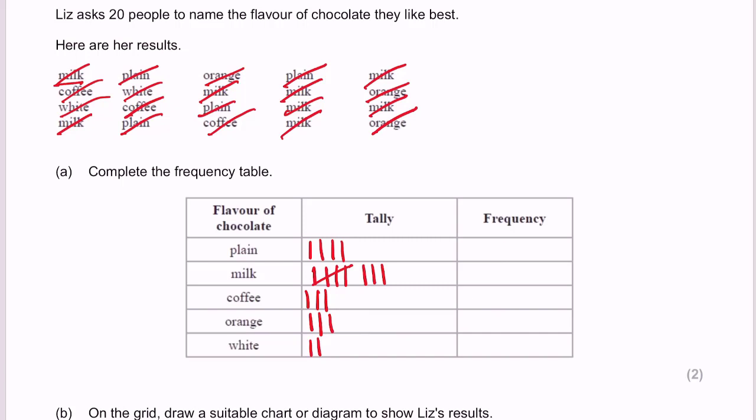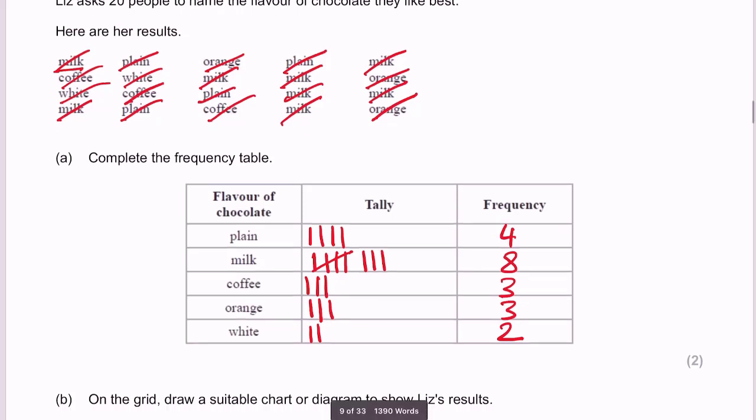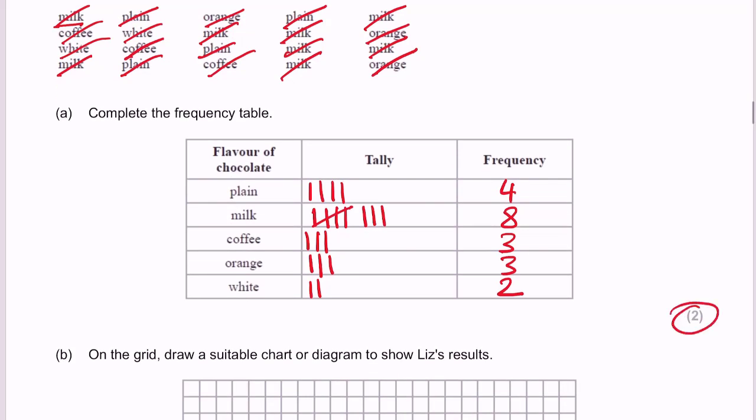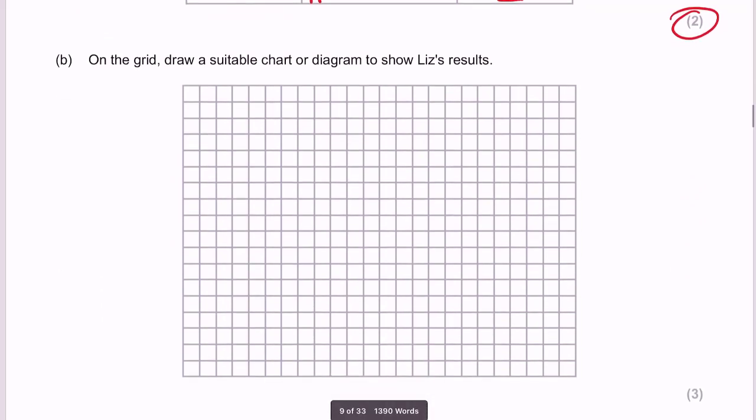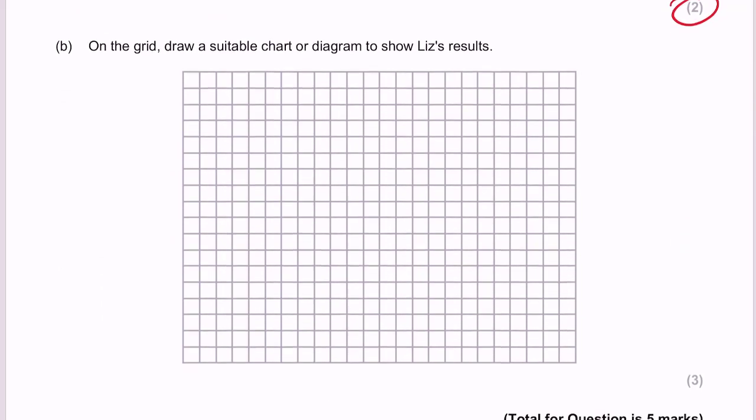So 1, 2, 3, 4 plain. Write down the frequency. Milk 5, 6, 7, 8. 3 coffee. Orange 3. And white 2. So that's the tally chart complete. That's 2 marks. On the grid, draw a suitable chart or diagram to show Liz's results.